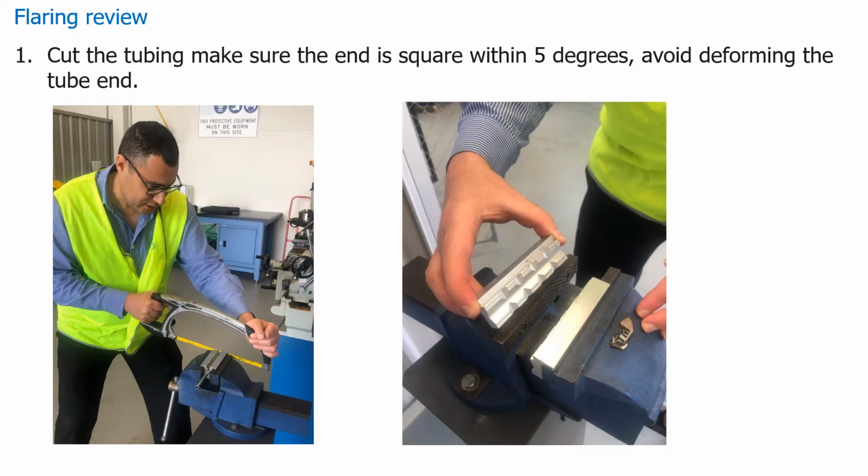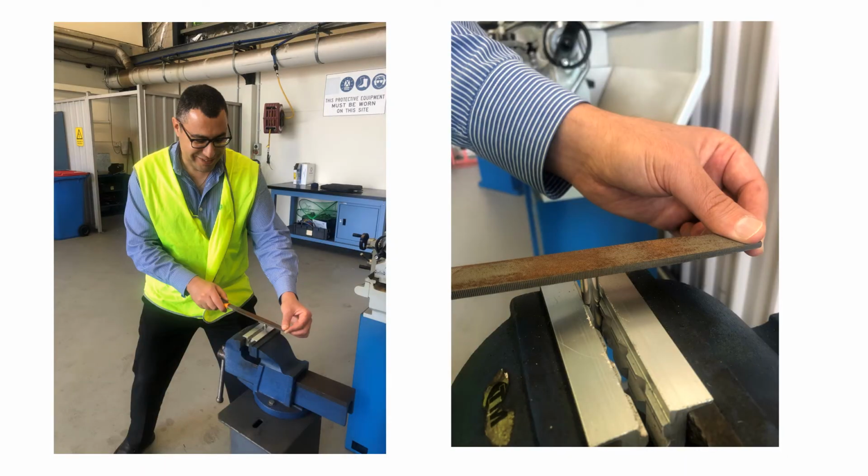Flaring review. 1. Cut the tubing, make sure the end is within 5 degrees squareness and avoid deforming the tube. As pictured, you can see that we're using soft jaws to protect the tube from being crushed or damaged. After cutting the tube, check for squareness and file flat if necessary. Once again, we've used the soft jaws to protect the tube from being damaged.